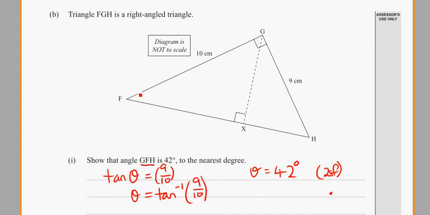To show it's right angled, we need to show that Pythagoras' theorem holds. And for this right angled triangle here, we'd need to show that 10 squared plus 9 squared is going to equal FH, this length along here, squared, and then Pythagoras' theorem works. So our next task is to find the length of FH.